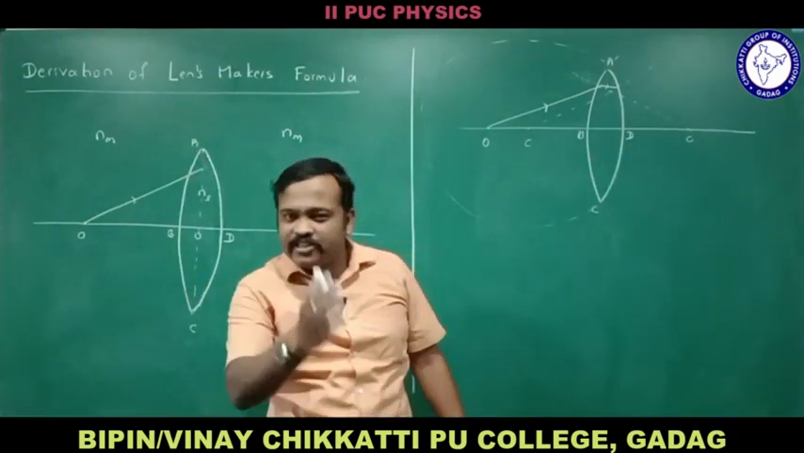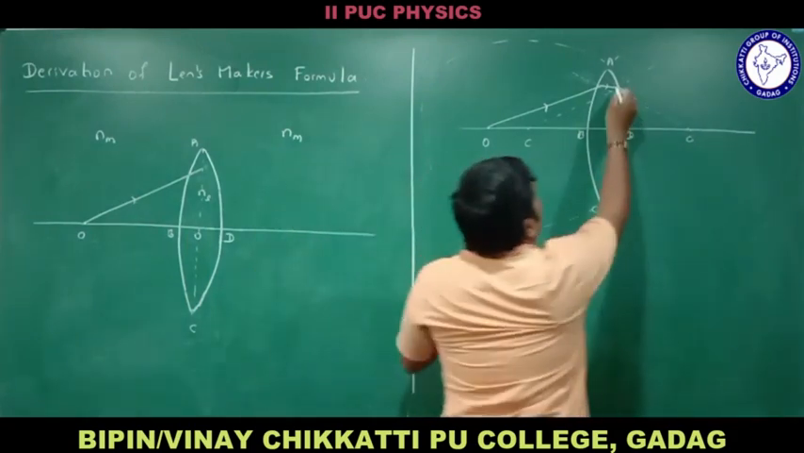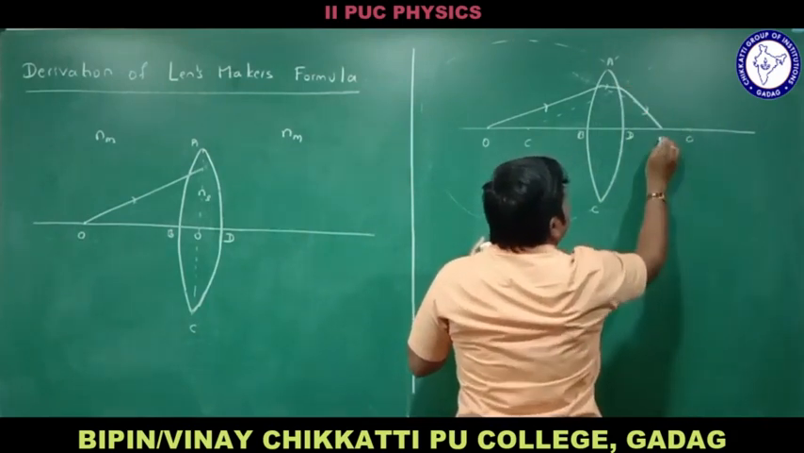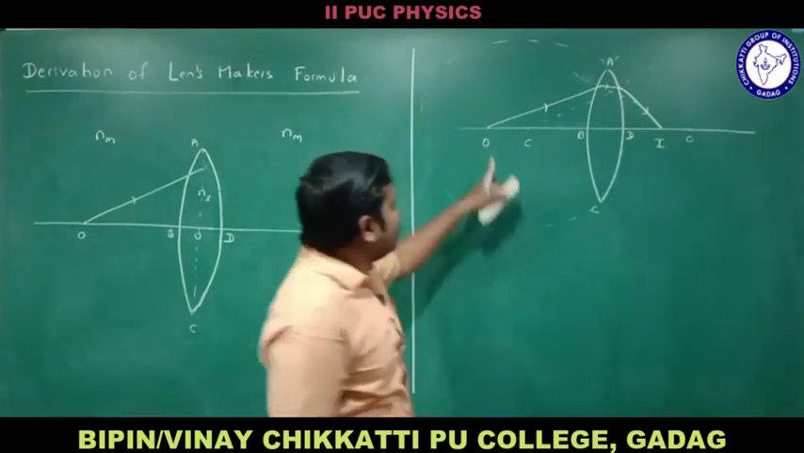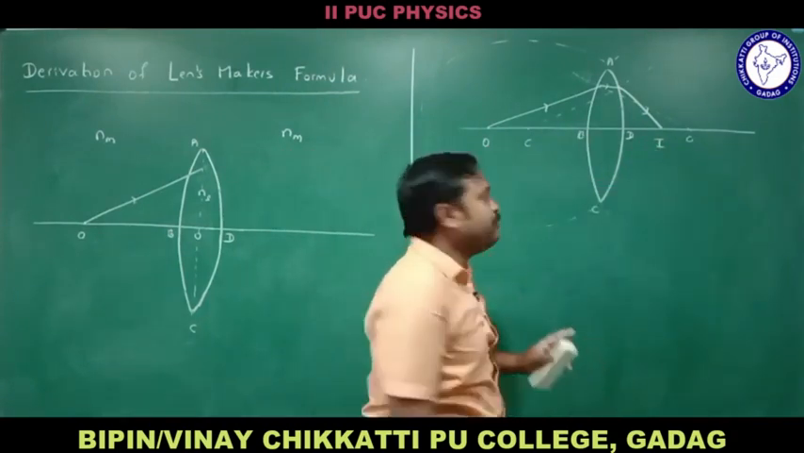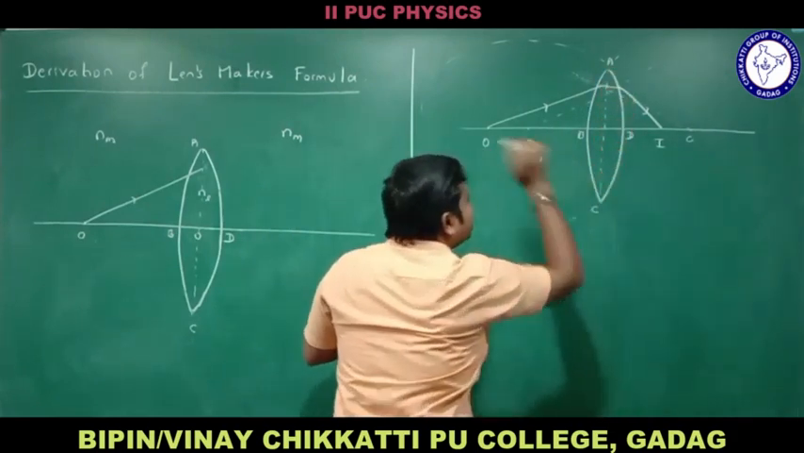Now the ray of light is moving from glass to air. It is moving from denser medium to rarer medium. It bends away from the normal. So this is the normal and it bends away from the normal, and this is where we get the image. This is the object and this is the image. O is the object and I is the image, and this is if I am considering the lens to be thin.